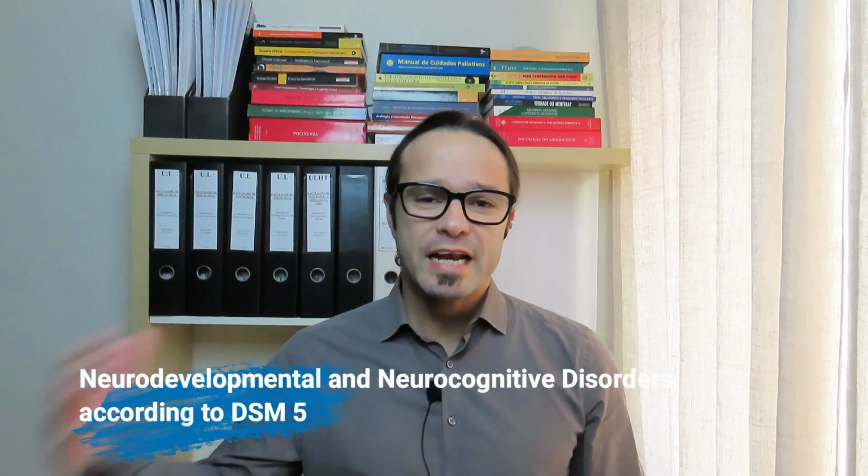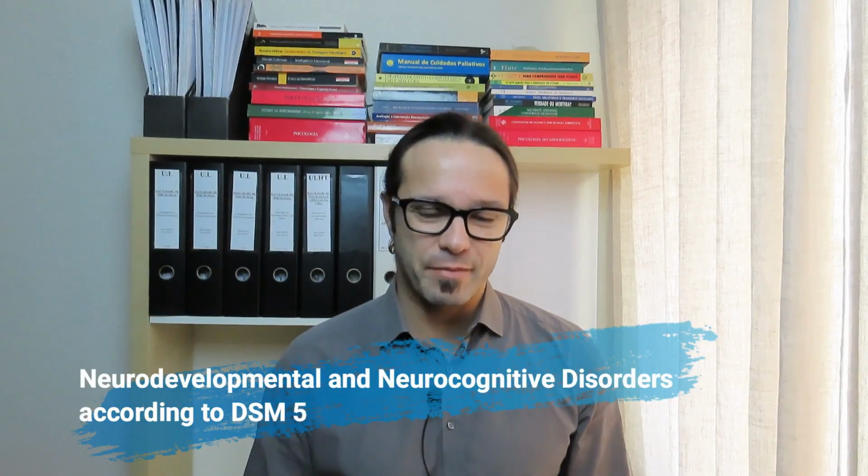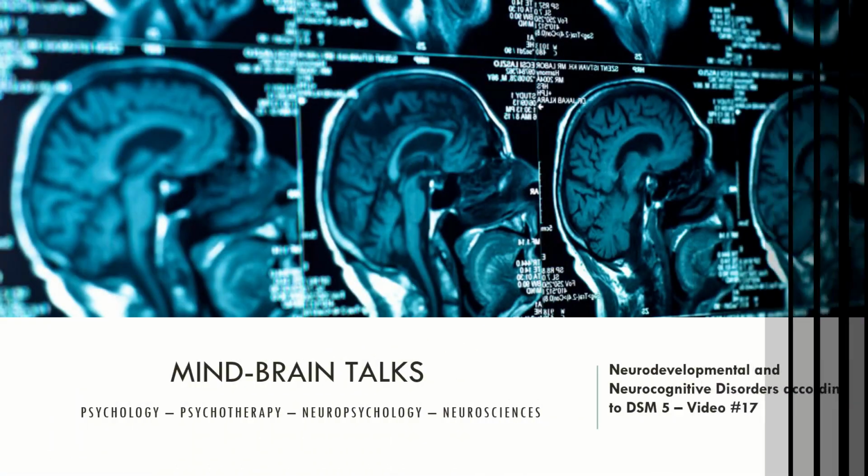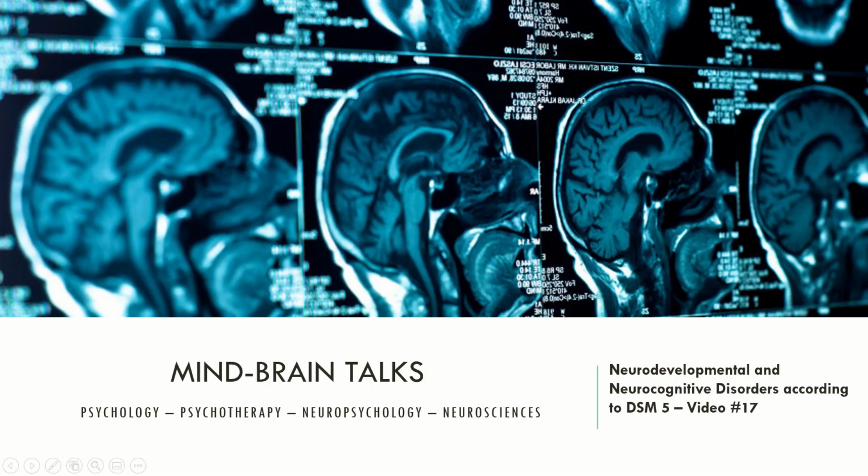So, today's video is focused on neurodevelopmental and neurocognitive disorders according to the DSM-5. So, if you're curious about how the DSM-5 rearranged these two categories, this video is right for you. This is just a brief descriptive video, therefore I will not detail specific criteria for each disorder, okay? But in the future I will make some different videos where I will look specifically at the diagnostic criteria of each disorder, okay? So now let's see how the DSM-5 rearranged these two clusters of neurodevelopmental and neurocognitive disorders.